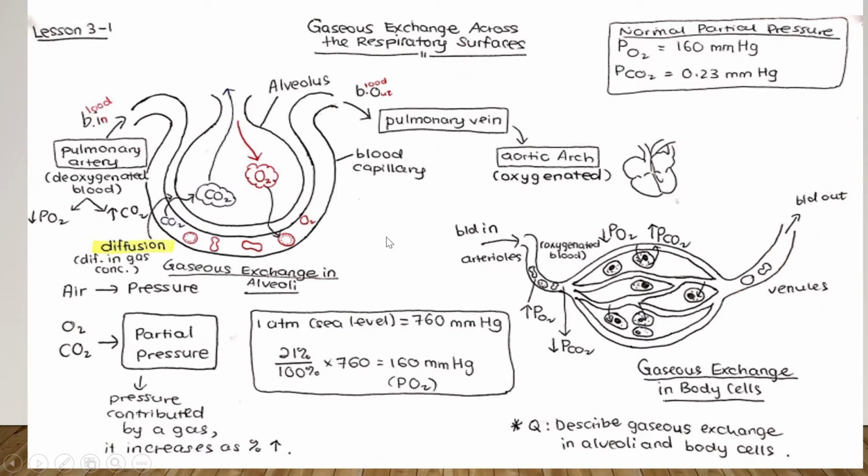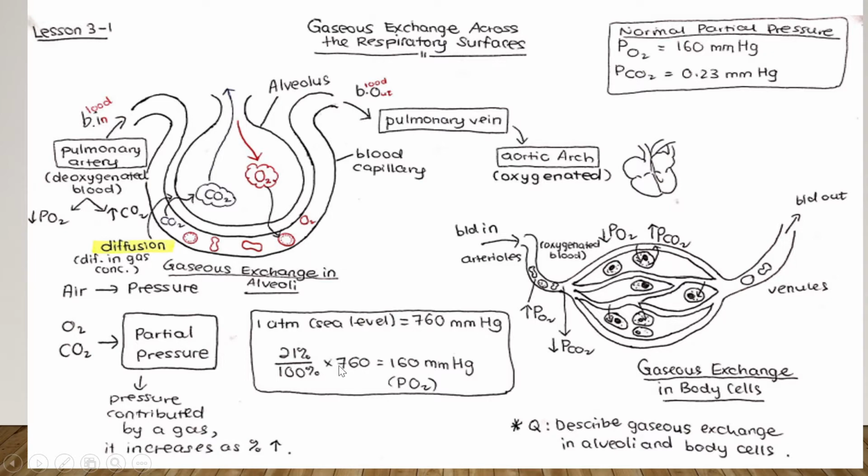Okay, so next this is a schematic sketch. If a question asks you to describe gaseous exchange in the alveoli and in the body cells, maybe you can sketch it in this way. So this is in the alveoli, the alveoli and the surrounding blood capillaries, and also these are the body cells and the surrounding tissue capillaries.